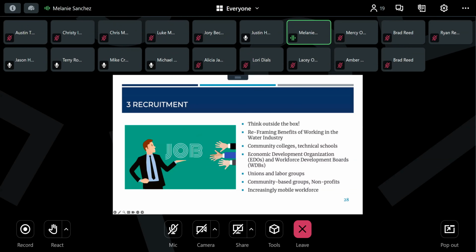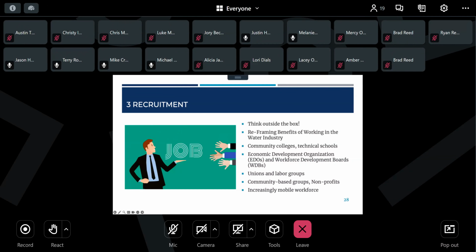So the first thing I want to mention is community colleges and technical schools. Educational institutions like this can serve as a gold mine for potential candidates, collaborating with them to create specialized water industry programs and promote careers in water and wastewater related fields. It's always really nice to collaborate with community colleges.